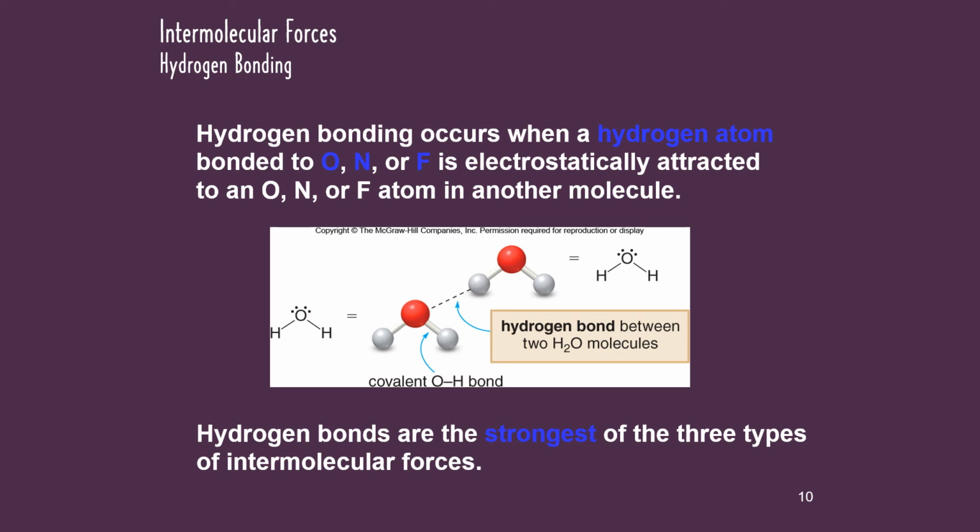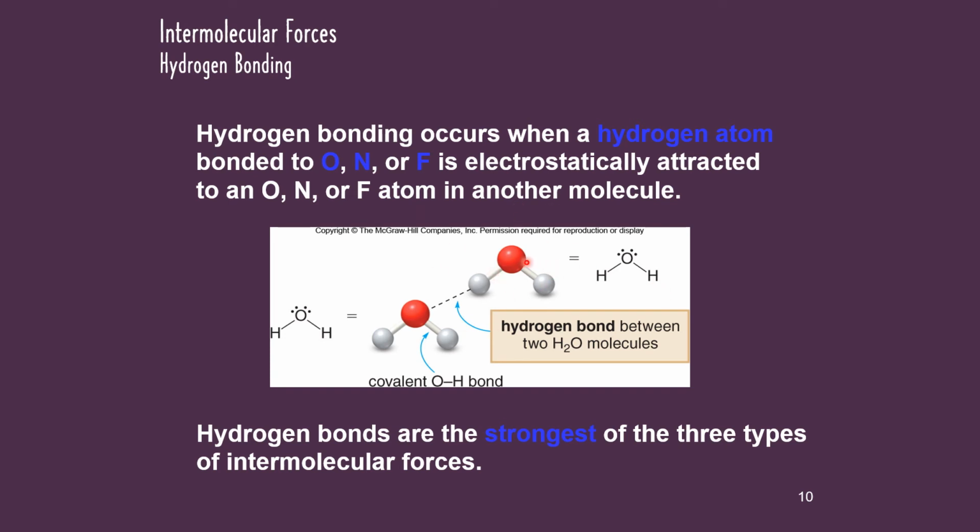Hydrogen bonding is basically a very specific type of dipole-dipole bond, and it's the strongest of the intermolecular forces that we're going to find. So in hydrogen bonding, you have a hydrogen atom that is bonded to either an oxygen, a nitrogen, or a fluorine atom. And then it is electrostatically attracted to another oxygen, nitrogen, or fluorine atom in another molecule.